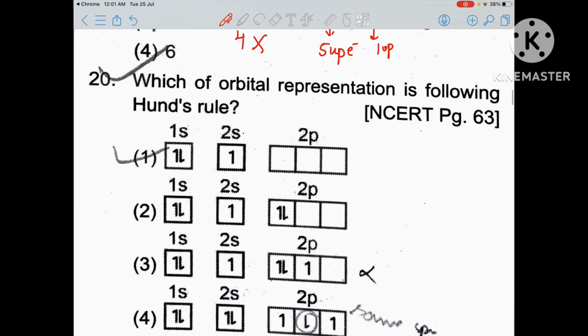Moving on. Which of the orbital representations is following Hund's rule? Whenever you hear about Hund's rule, just remember one thing about orbitals.